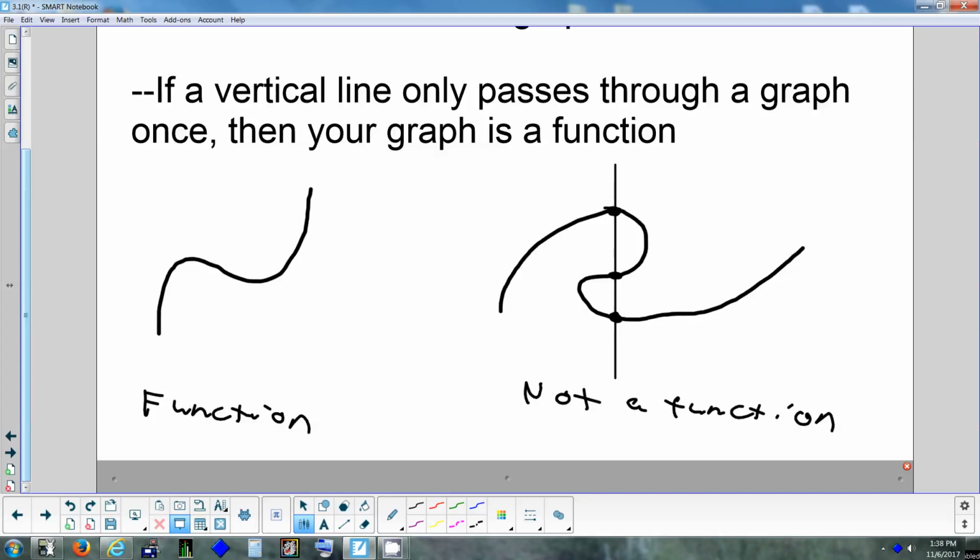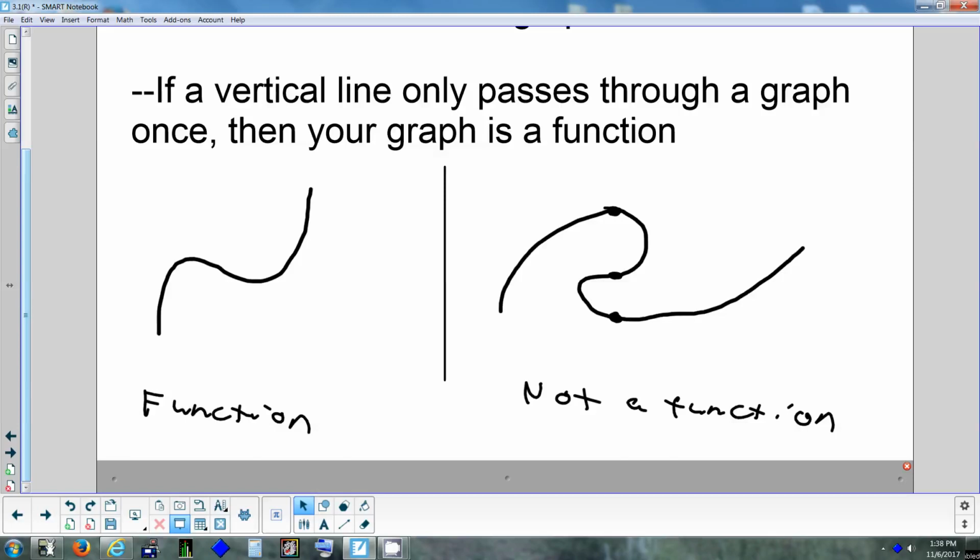Are you going to put, like, the lines on our test? Yeah, I'll give you a picture like that, and I'll ask you, is it a function? Yes or no? As long as you understand the difference between the two. Yeah, it'll be online, don't worry. I'll let you copy it after.